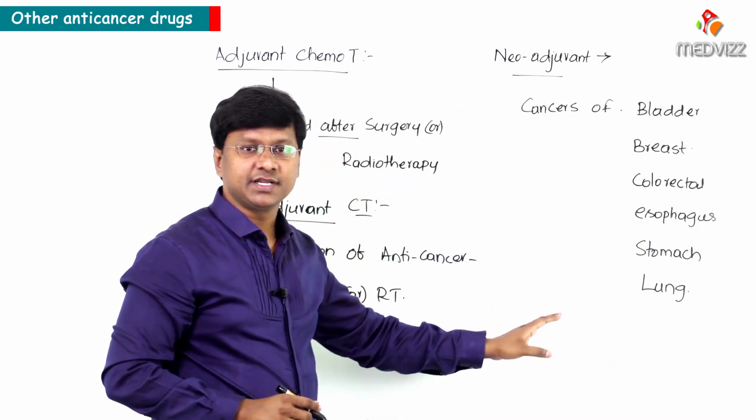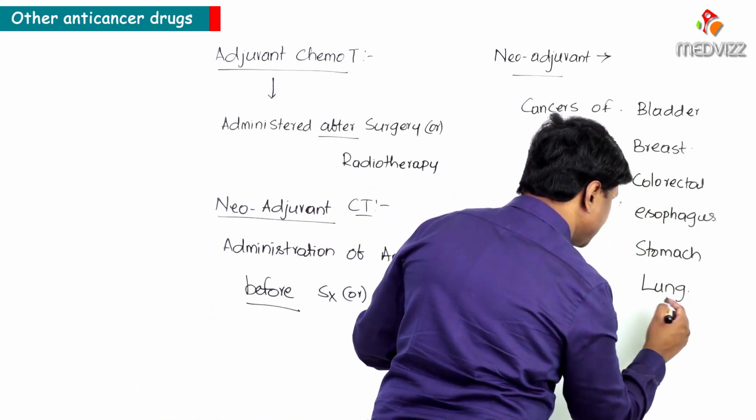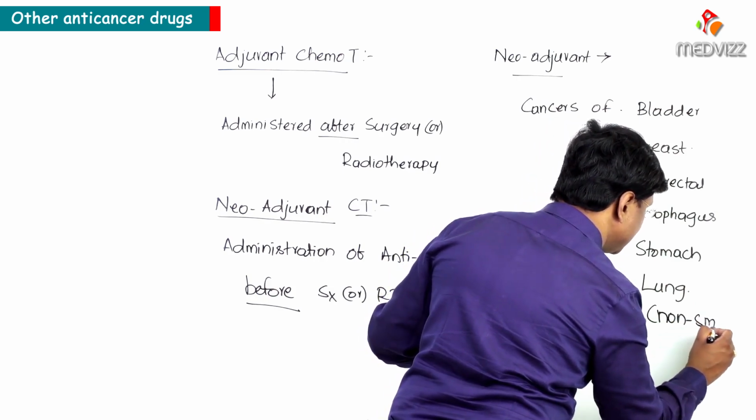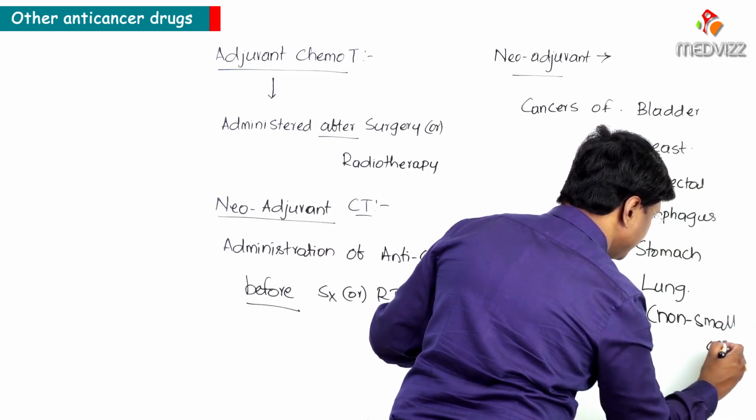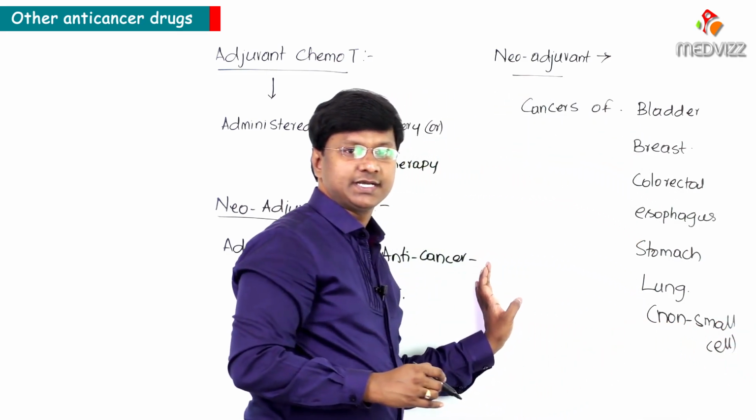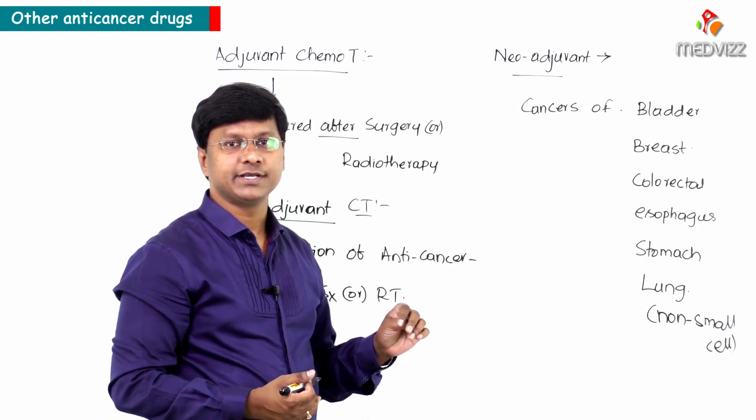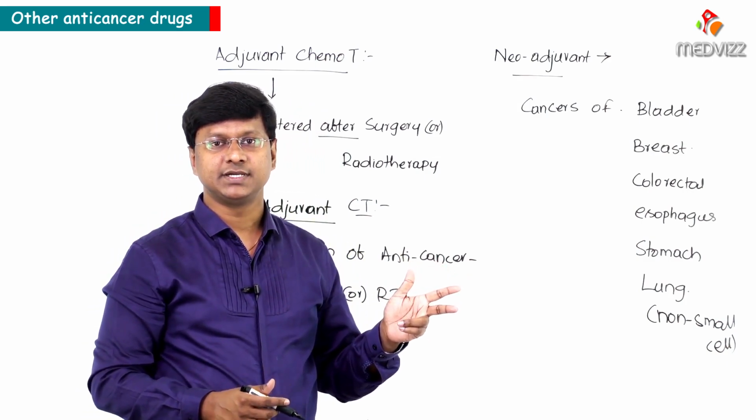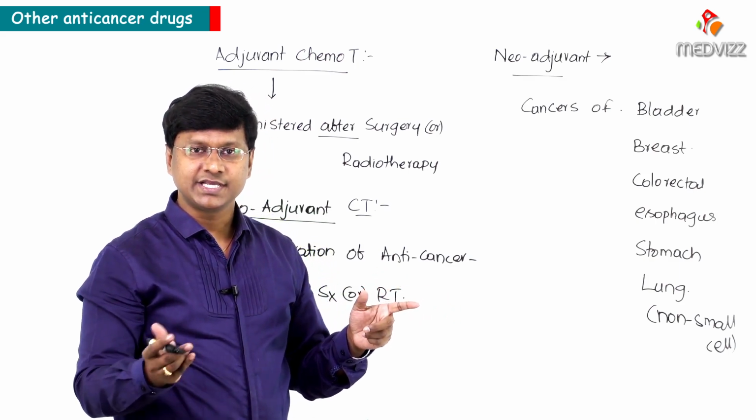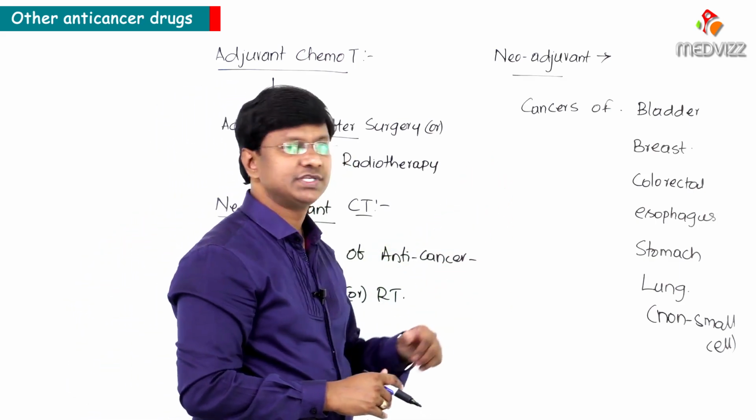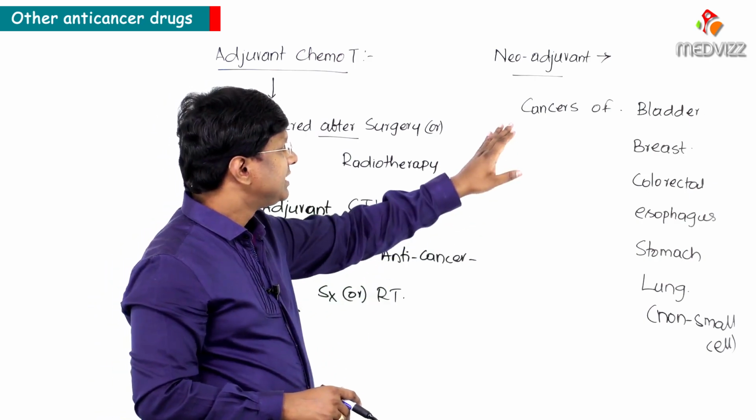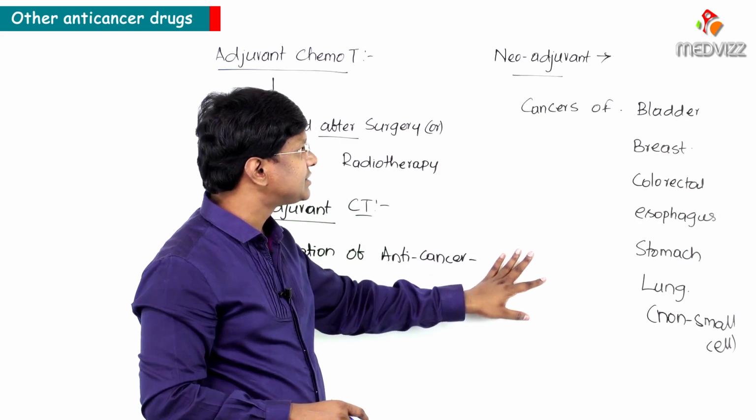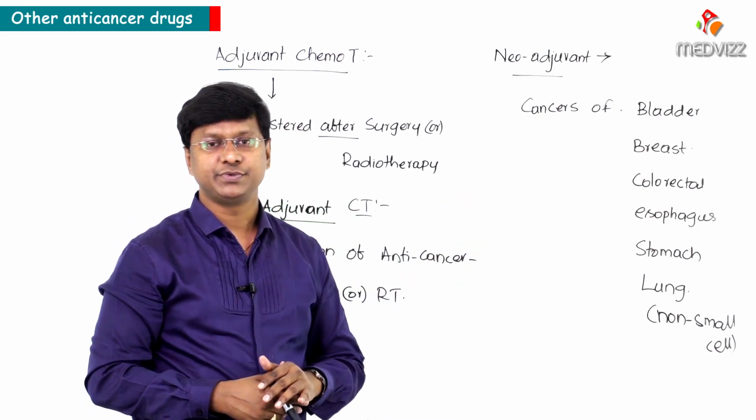So in these particular cancers, and that too, which type of carcinoma lung? It is in case of non-small cell carcinoma of the lung. If you take bronchogenic carcinoma, that is carcinoma lung, we have 4 types: small cell carcinoma, adenocarcinoma, squamous cell carcinoma and large cell carcinoma. So in case of non-small cell carcinoma, we use this neoadjuvant therapy. So in cancers of bladder, breast, colorectal, esophagus, stomach, and lung carcinomas, we use this neoadjuvant chemotherapy.